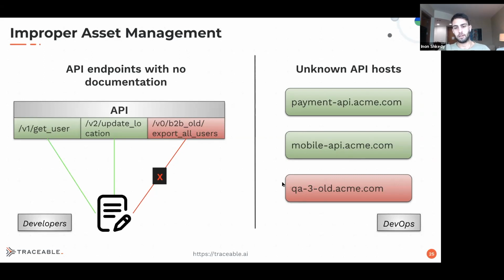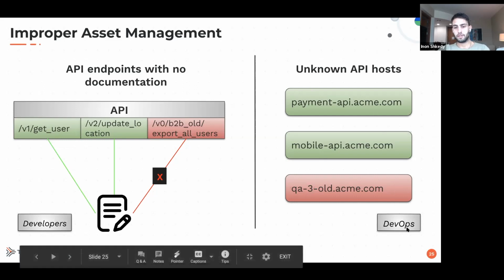This is an example of an API that I saw. I did a pen test for a company and I asked them, what is the purpose of this QA-3-old? And they didn't really know what to tell me, even the DevOps team. They didn't know what the purpose of this API was. And this API was actually vulnerable. So this is the second aspect of the problem. And this aspect should be addressed by DevOps, who need to document the different API hosts.